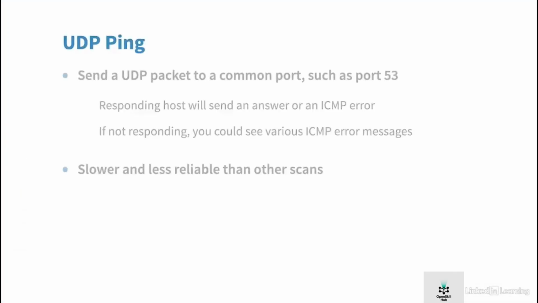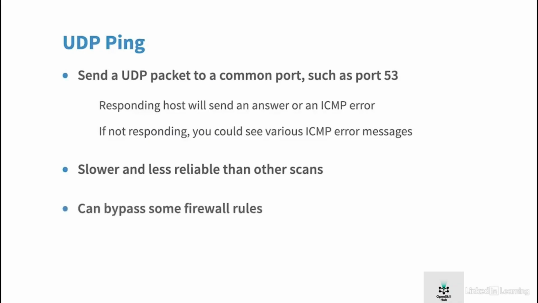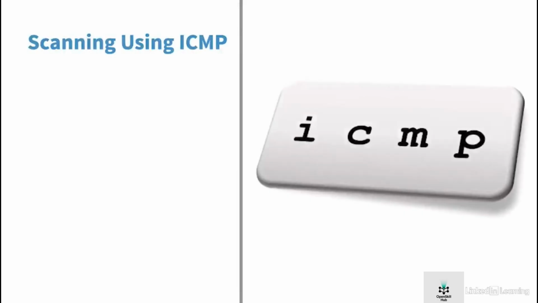Now, UDP scans are slower and less reliable than other scans. However, they are used many times because they can bypass some firewall rules. Now, the last scan we'll talk about is an ICMP ping, which is a classic example of a ping sweep.